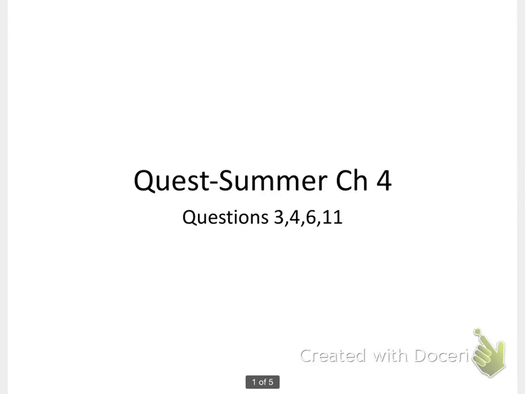Okay, I'm going to go over a few problems from Chapter 4's Quest. I'm going to go over question 3, 4, 6, and 11. But before I do that, I just want to talk a little bit about doing stoich or factor label involving molarity. It's the one area of stoich that students struggle the most with. So let's take a look.